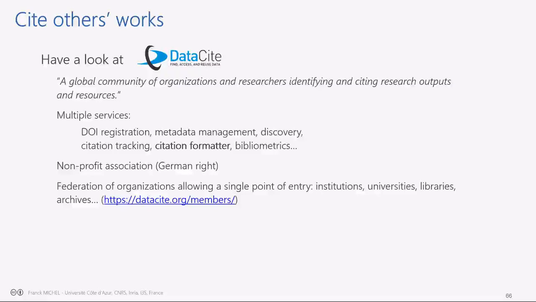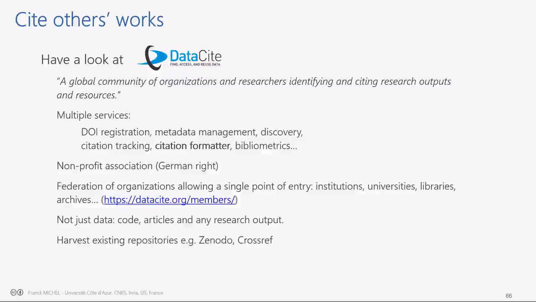Yeah, just a few more details about the whole internal structure of DataCite. In particular, they harvest existing repositories like Zenodo that I mentioned, or Crossref. So all of these repositories tend to harvest each other. Sometimes you don't really know who has the original information, but overall, you get a lot of information.